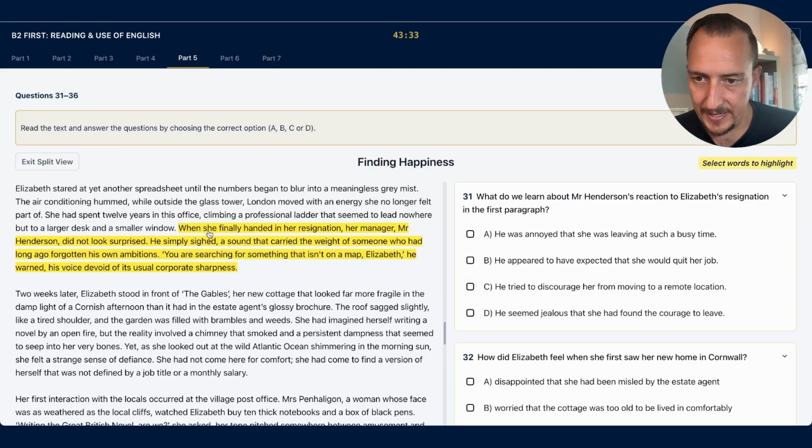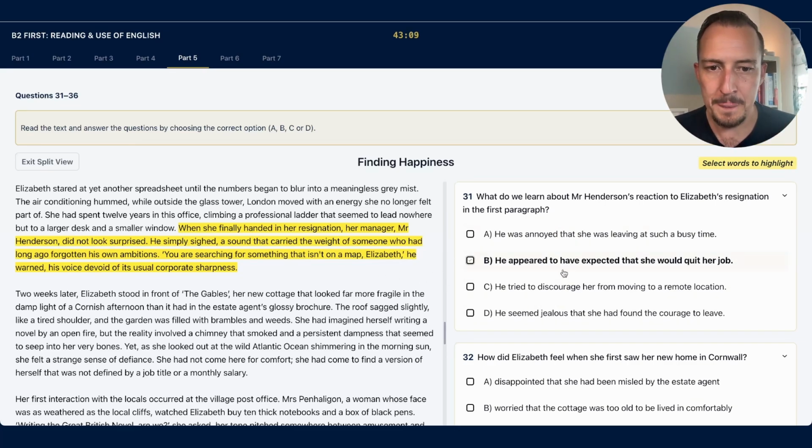Okay, so let's read it. When she finally handed in her resignation, the manager, Mr. Henderson, did not look surprised. He simply sighed, a sound that carried the weight of someone who had long ago forgotten his own ambitions. Okay, so he's not annoyed in this. He simply sighed. It says he doesn't look surprised. That's going to be key, actually, because I think I know what the answer is. I think the answer is B, but let's go through it.